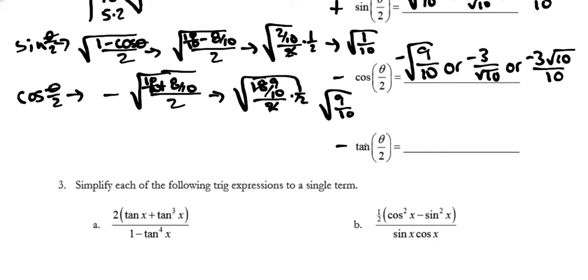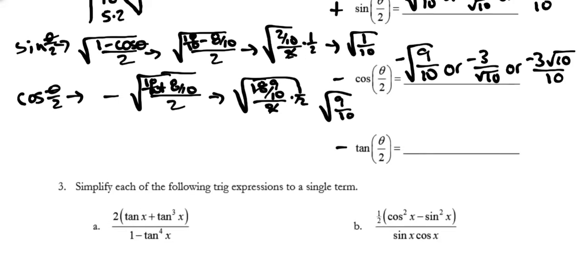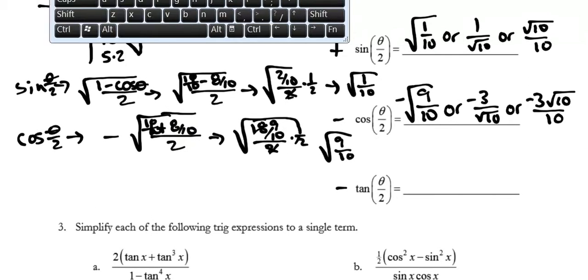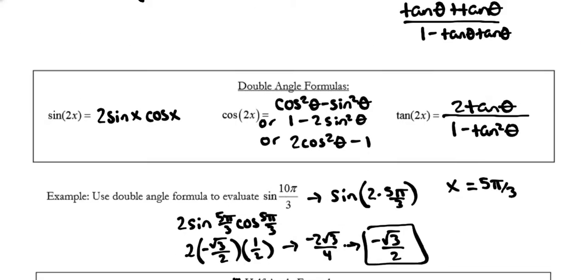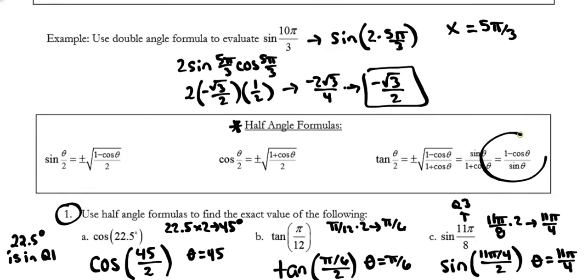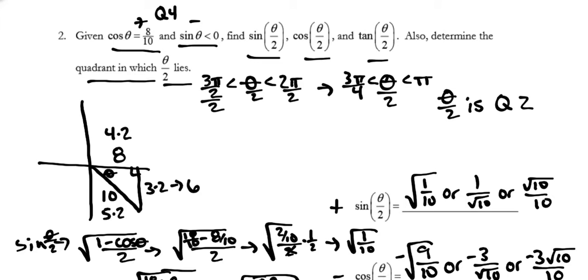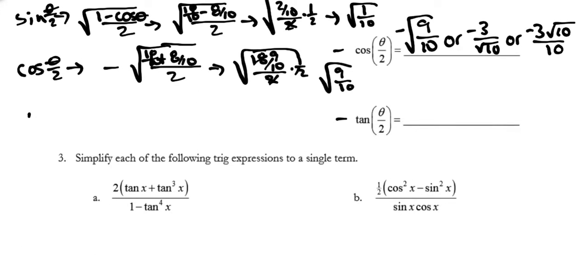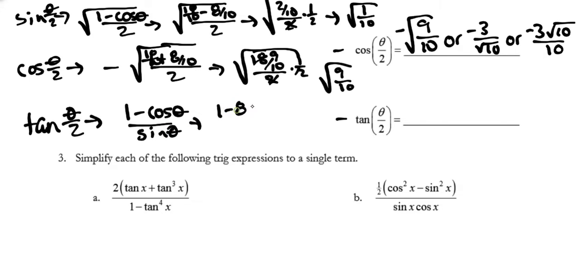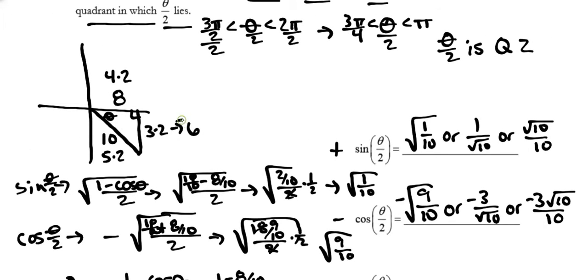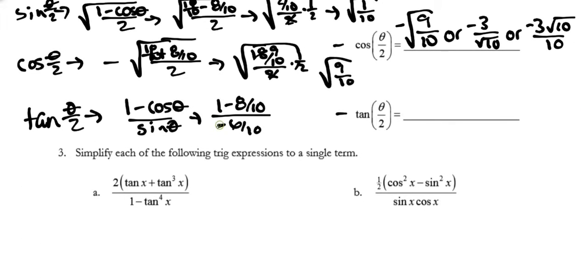And then you have tangent of theta over 2. Okay, remember our formula, whoops. If we go back, we see theta over 2. We're going to use this one, 1 minus cos over sine. So we have tangent, 1 minus cos over sine. So we have 1 minus 8 over 10, and then your sine is, oops, sorry, it's negative 6 over 10. Right, negative 6 over 10.